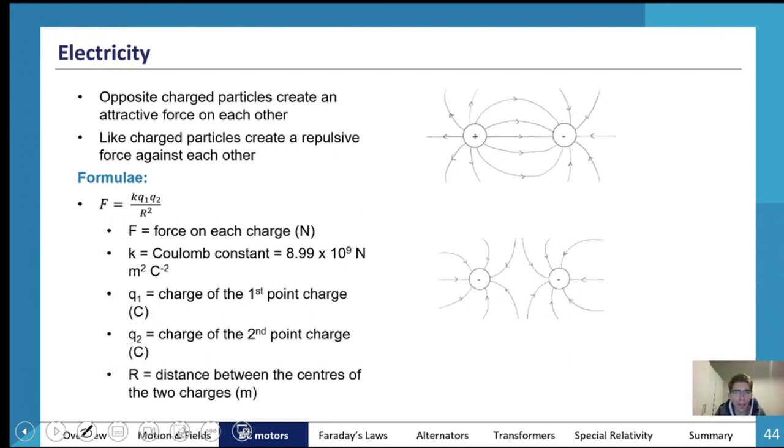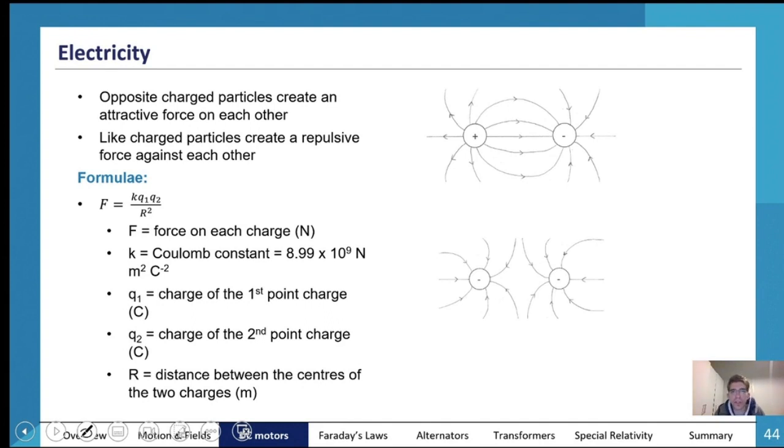where in this case F stands for the force on the charge, k stands for the Coulomb constant, q1 stands for the charge of the first point charge, q2 stands for the charge of the second point charge, and r is the distance between the centers of the two charges.